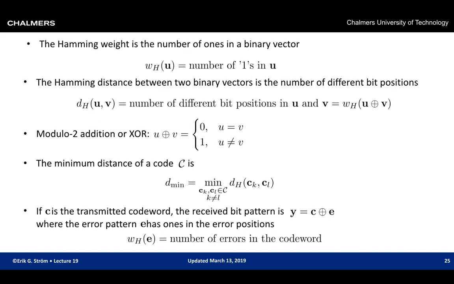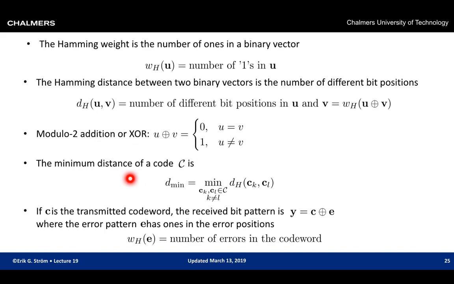There are some properties of codes, the Hamming weight and Hamming distance. The Hamming distance between two binary vectors is that we count the number of positions in which these two binary vectors differ, which turns out to be the Hamming weight of the modulo 2 sum of u and v in this case. So XOR modulo 2 works like this.